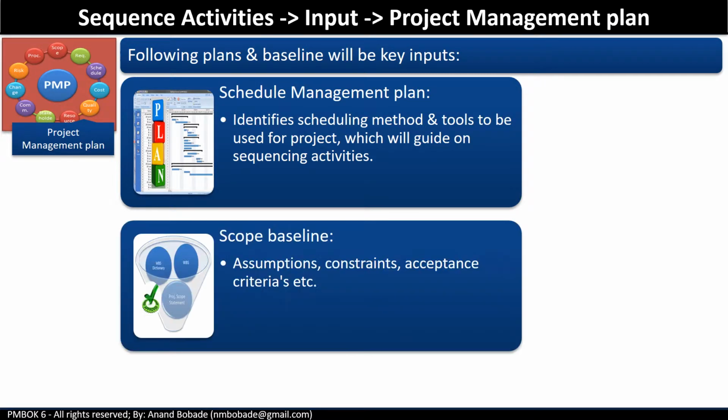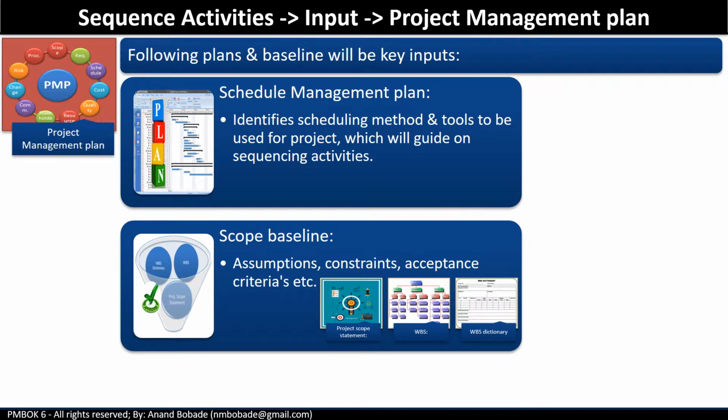And the next important input is the scope baseline. Scope baseline, as you know, is a combination of the project scope statement, WBS and WBS dictionary. It contains information about the deliverable list, assumptions, constraints, acceptance criteria. So all this information will help in identifying the relationship between different activities.